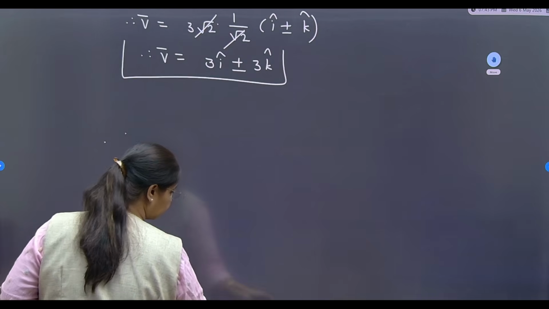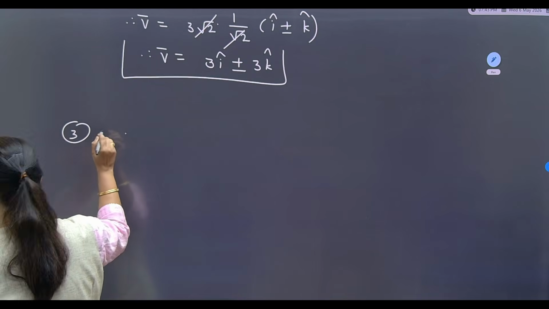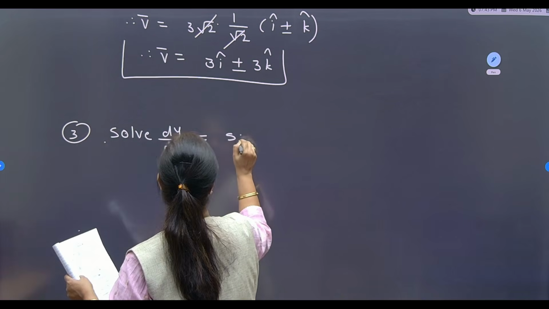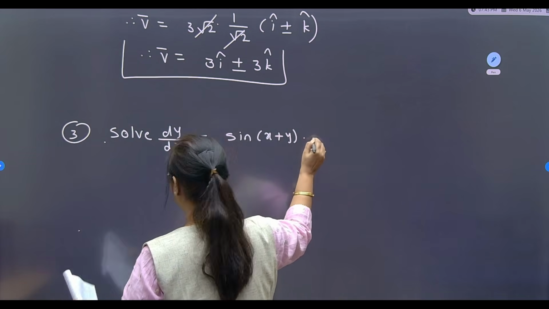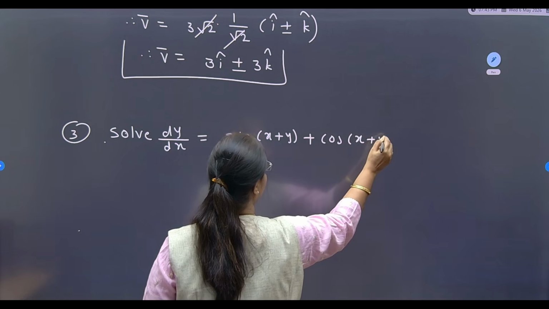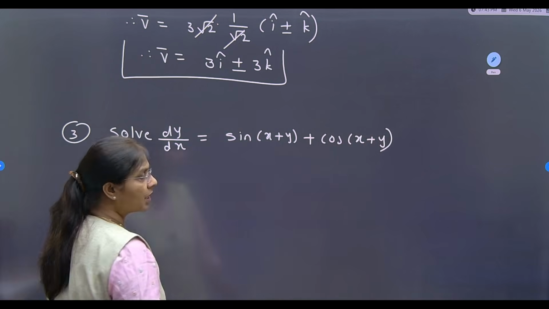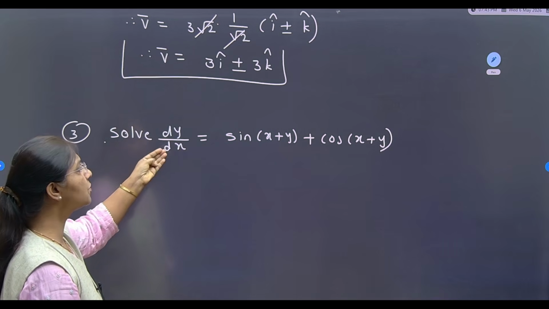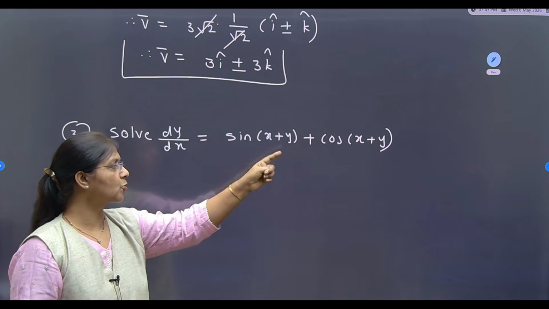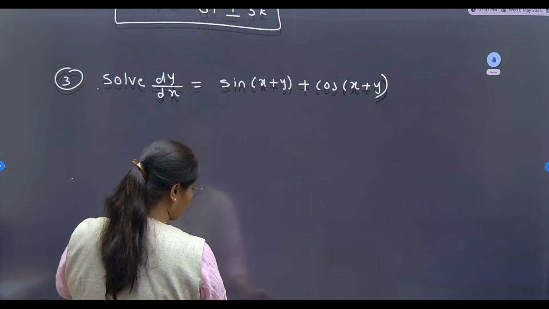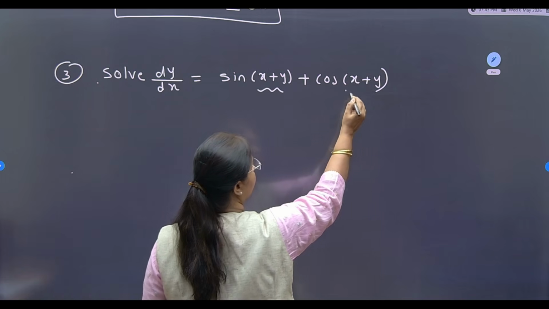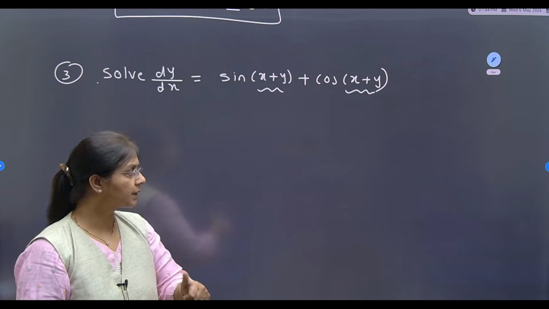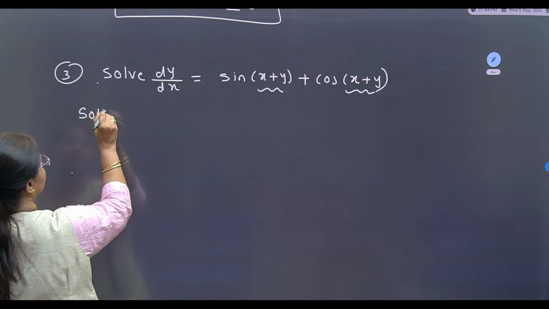Next, example number 3. Solve dy by dx is equal to sin of x plus y plus cos of x plus y. This is our example. Differential equation topic. Find the solution of dy by dx equals sin of x plus y plus cos of x plus y. Step number 1, put x plus y equal to, substitution. Step number 1, find the general solution.